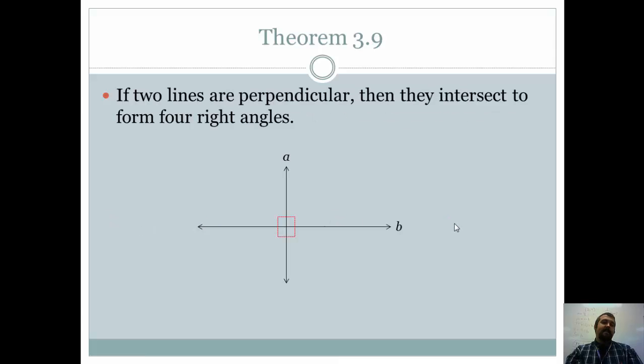Theorem 3.9 says if 2 lines are perpendicular, then they intersect to form 4 right angles. You might use this one actually. However, when you use it, you say perpendicular lines intersect to form 4 right angles. You'll actually just say out the theorem. You probably won't use theorem 3.9. So this is what the picture would look like. If it's a right angle here, all 4 of these angles are right angles.